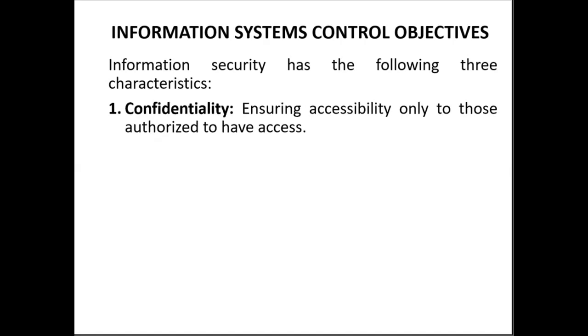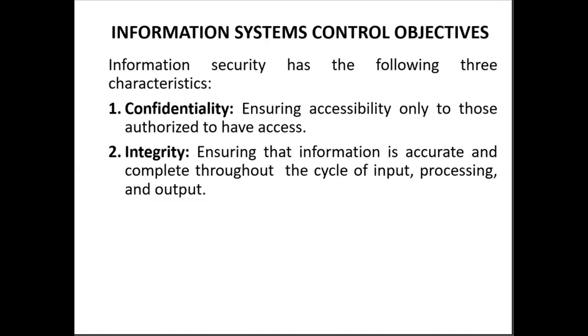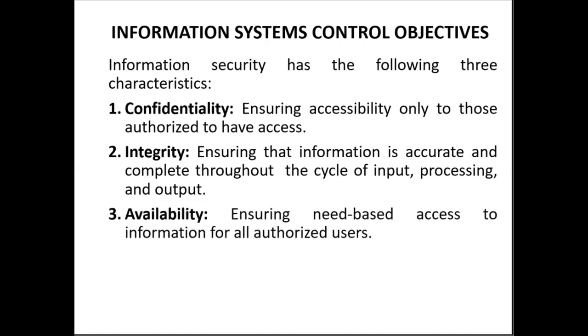Then there's also the issue of integrity. Integrity involves ensuring that the information contained in the information resources is complete throughout the cycle of inputting, processing, and even the output of the data. We have to ensure that everything is accurate in order to maintain information system or data integrity. Then the last one is availability, where we need to ensure that there's need-based access to information for all authorized users. Anytime a particular kind of information is needed, it should be readily available.